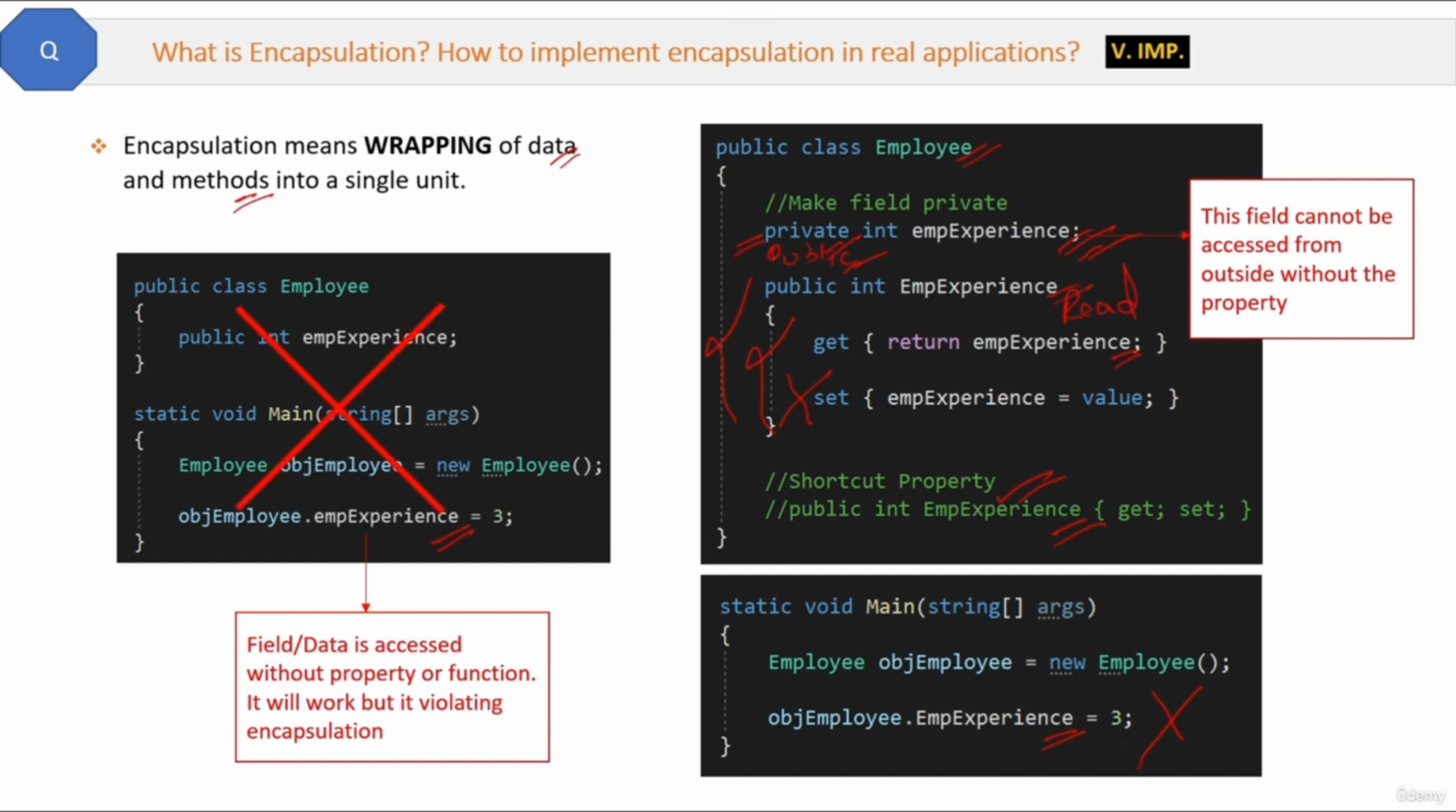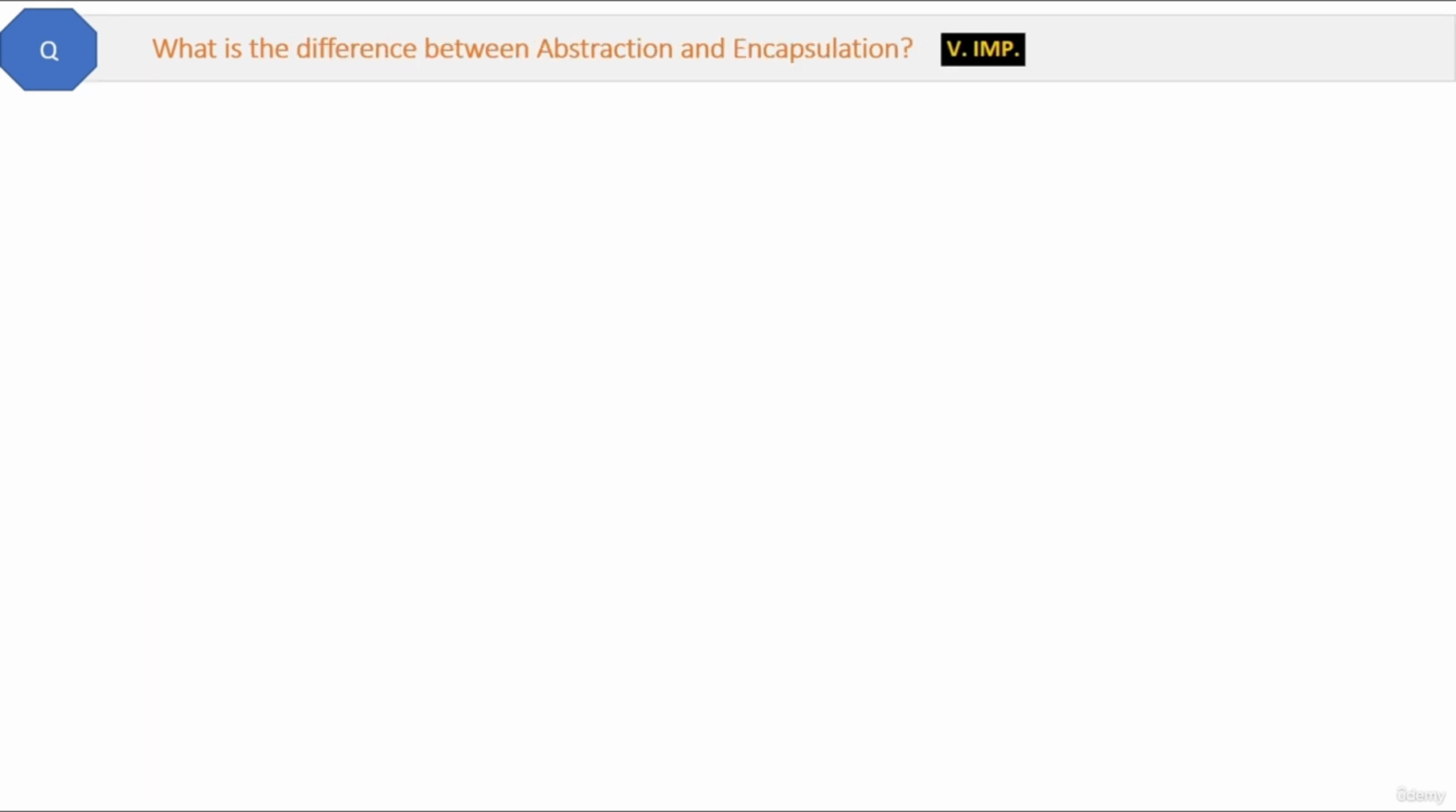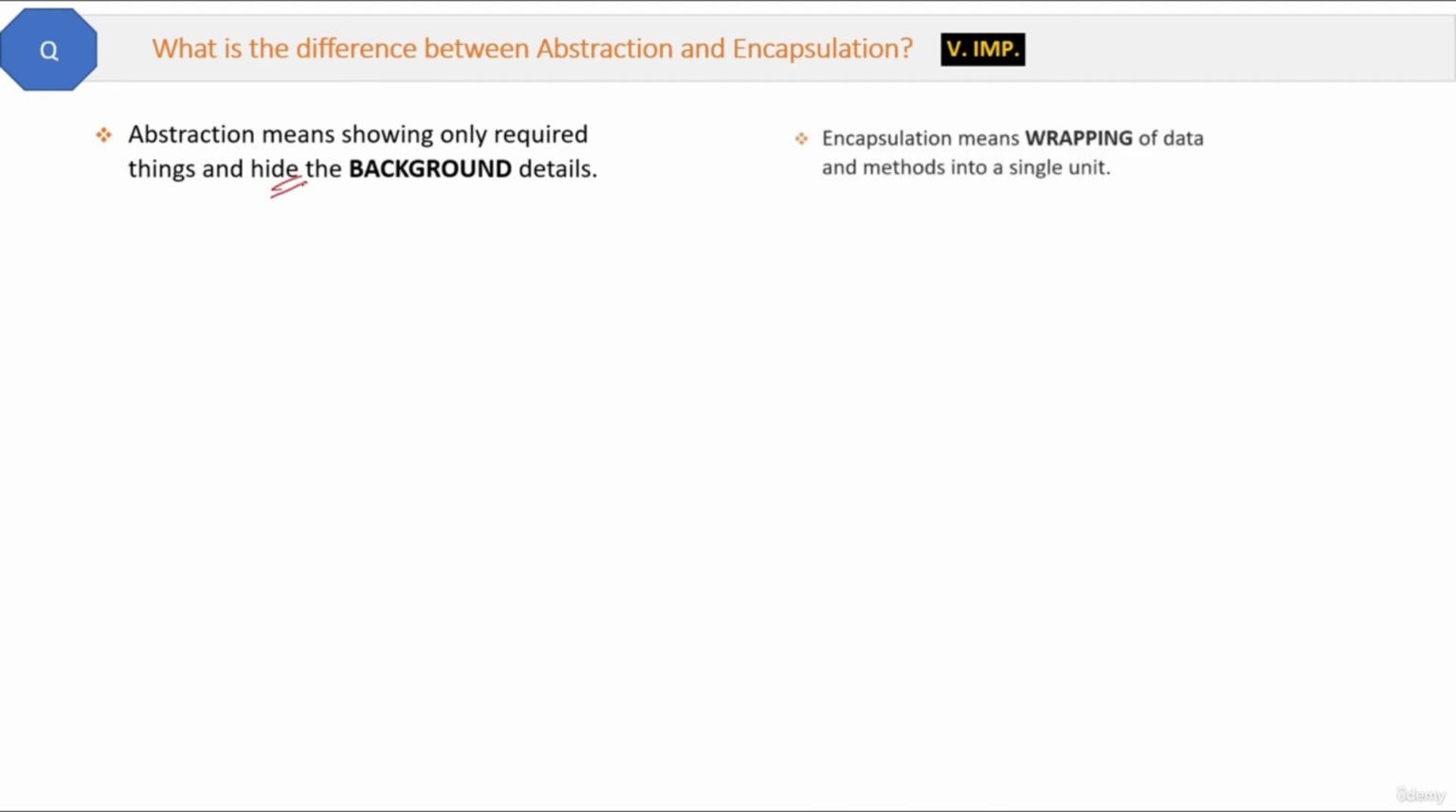I hope now you understand what encapsulation is. What is the difference between abstraction and encapsulation? The reason why both of these concepts create confusion is that both of them are talking about hiding. Abstraction means showing only required things and hiding the background details. Encapsulation means wrapping up of data and methods into a single unit so that data remains hidden and can only be accessed via the properties or the functions, right? Both are talking about hiding.